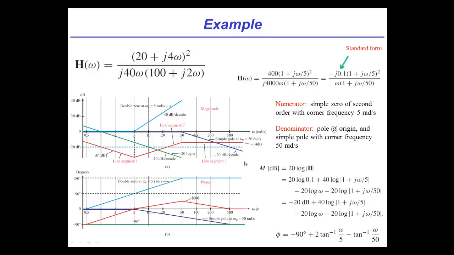...till 50 and then drop at 20 dB per decade. So if the simple pole were the only thing we had in our transfer function, it would look like this dark blue line. All right. Now, let's do the last one.